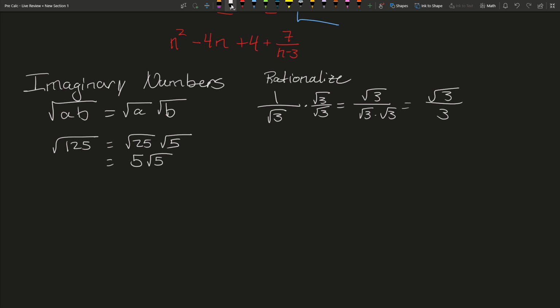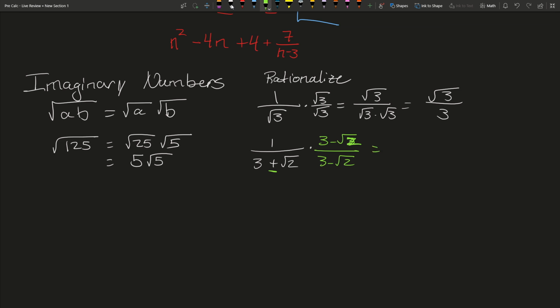If we have something a little bit more complicated, let's say 1 over 3 plus square root of 2. In order to rationalize this, we need to multiply by the conjugate of the denominator. So the conjugate is basically the same thing, except we change the middle sign. So we'd multiply by 3 minus root 2 over 3 minus root 2.